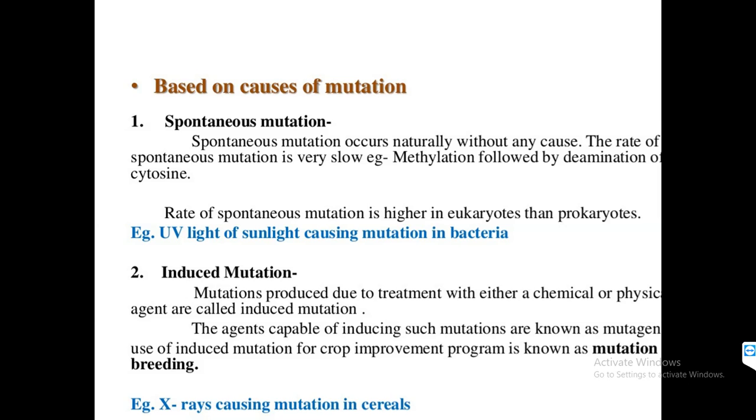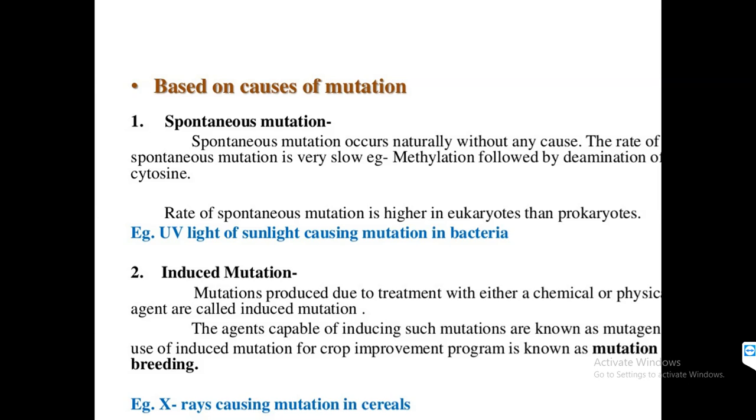So spontaneous mutation, an example has been given, and these are very slow. So methylation, which is followed by deamination. Deamination means removal of the amine group from the cytosine. As we all know, what is a nucleotide formed of? It is formed of a sugar, the phosphate backbone, and a nitrogenous group. Now from that nitrogenous group, the amine group NH2 is removed after methylation, that is, addition of a CH3 methyl group, followed by the removal of the amine group in the cytosine.